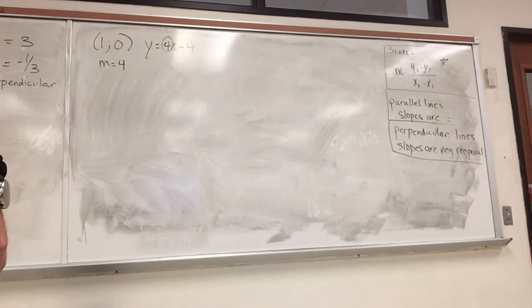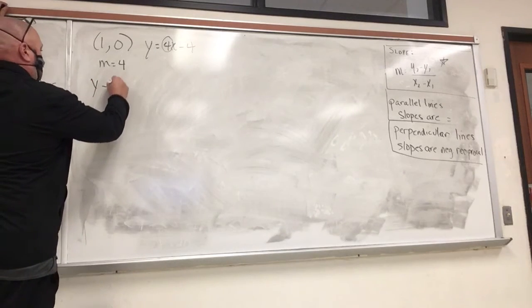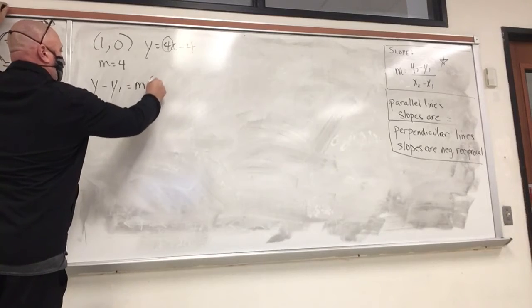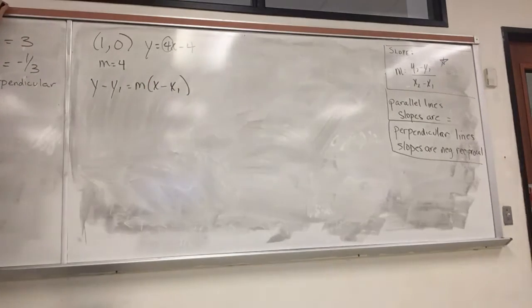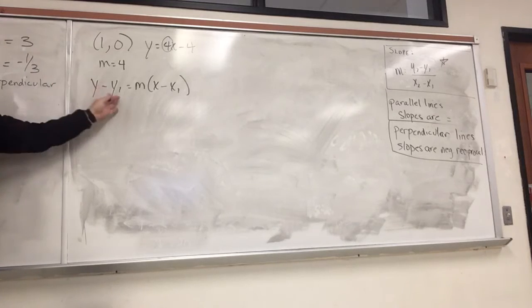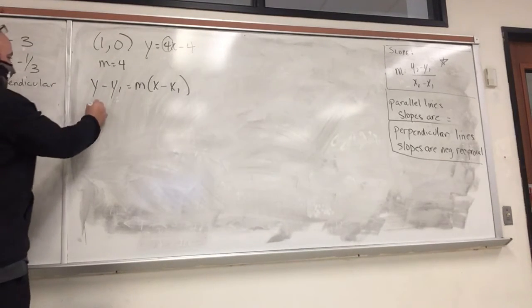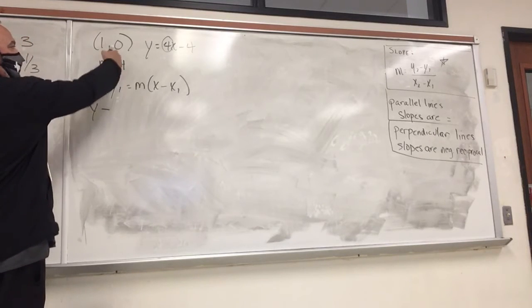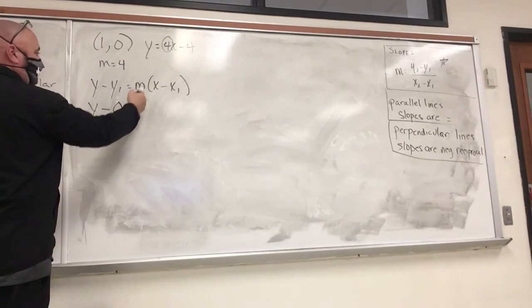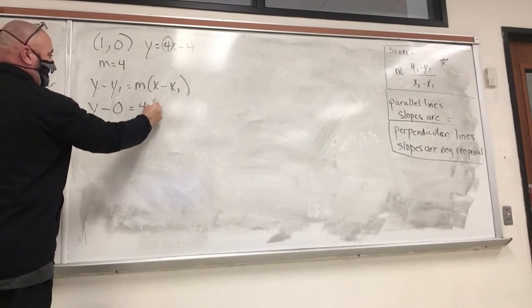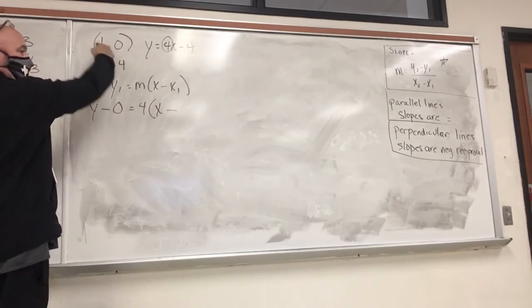Because I want a line that's parallel. What do you know about parallel slopes? They're the same. Okay? So, what I'm going to do is I'm going to write an equation in this form. But I'm going to use this form to solve it. Everybody write this down. y minus y1 equals m times x minus x1. Plug this stuff into that. y stays y, minus, what's y1 up here? 0, equals, what's m? 4. x stays x, minus x1, which is 1.